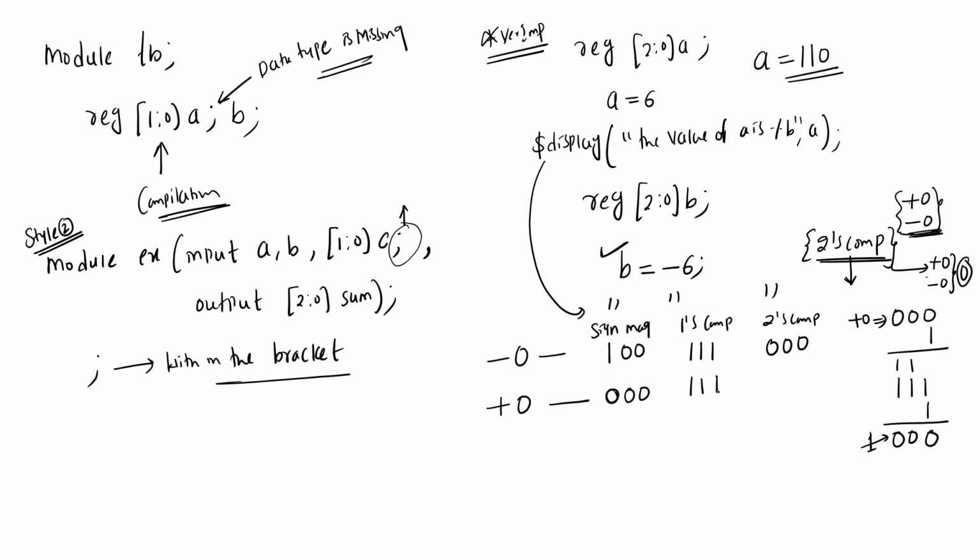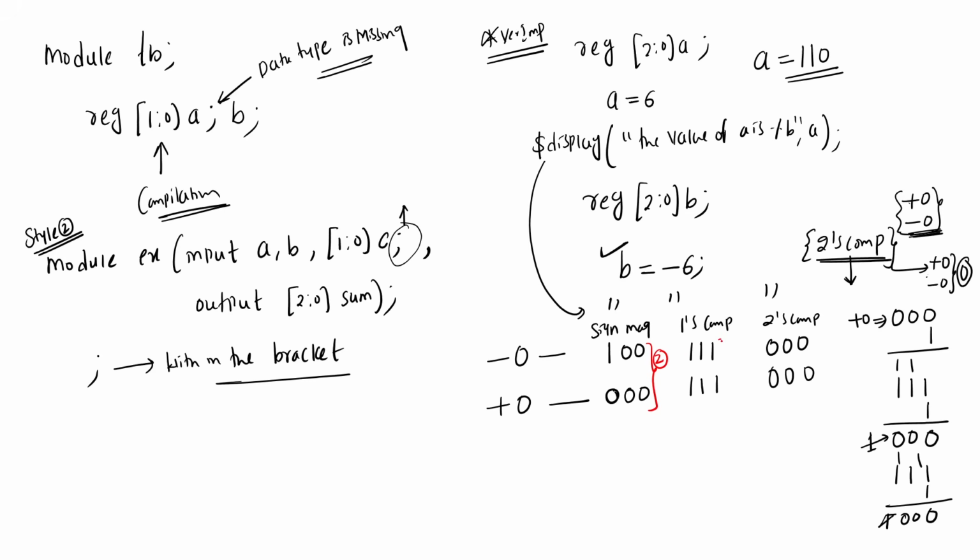Again 1 1 1. In two's complement, if you take 1 1 1 and add 1, you get 0, carry 1, 0, carry 1, 0, carry 1. You can discard the carry. So if you observe here, for plus 0 and minus 0, in sign magnitude you have two representations.